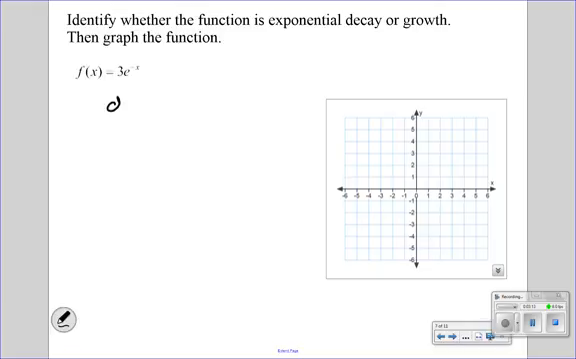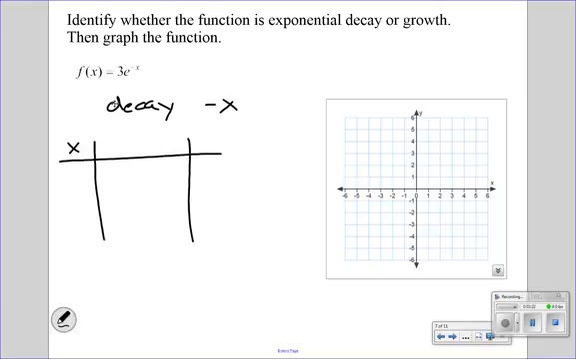So this first one asks to identify if the function is exponential decay or growth. This would be a function of exponential decay, because our exponent is negative x. It then asks us to graph the function, so we're just going to make a table of values. So our easiest is to start with x equals 0. 3 times e to the 0 is simply 3. If we use 1, that gives us 3 times e to the negative 1.